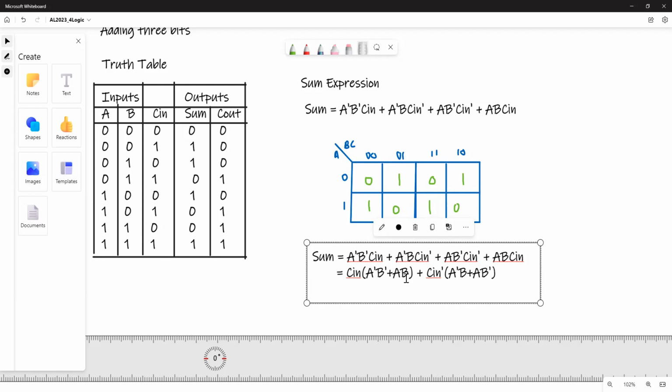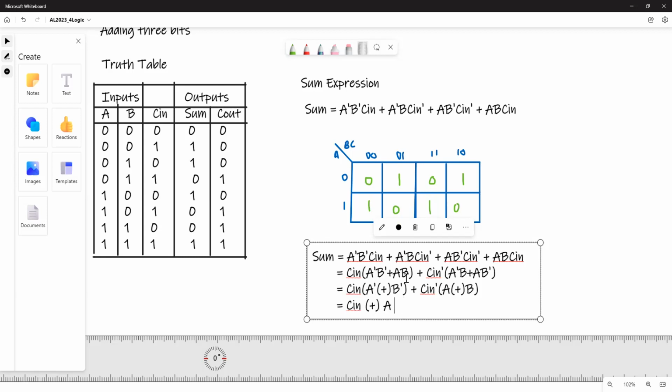Now, if you look carefully at what we are getting here, we can say that this is the same as C in, A dash exclusive OR B dash, plus C in dash, we have A exclusive OR B. Which means to simplify all these things, this is finally equivalent to C in exclusive OR A exclusive OR B. So this is the sum expression.